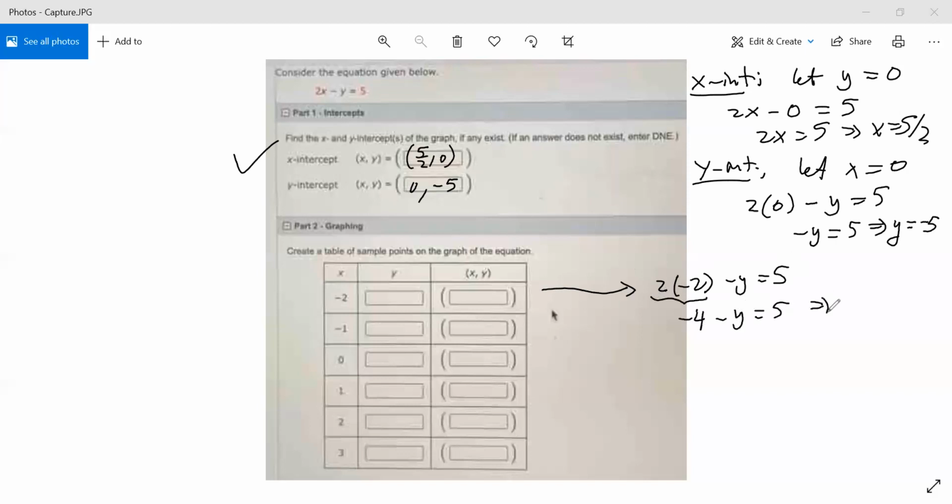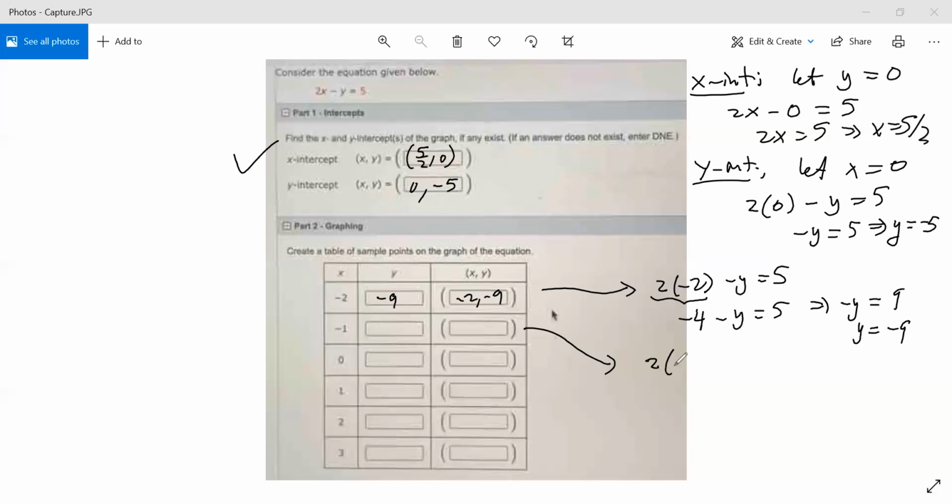And then you can just add 4 to both sides. So it will be negative y equals 9. And then multiply both sides by negative 1. So y equals negative 9. So this is negative 9. Then your point is negative 2, negative 9. Okay, and then do the same thing for the second one.